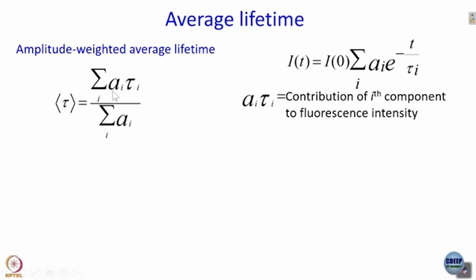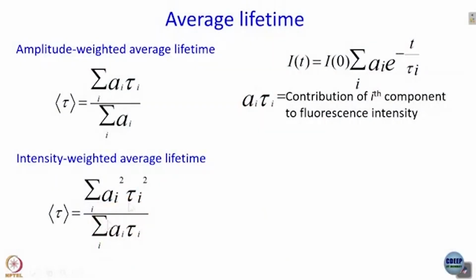Dimensionally this is fine, right, because this will have the magnitude of time. But this amplitude weighted average lifetime, to be honest, has no meaning other than steady state intensity. So, it basically gives you a measure of steady state intensity, and if you are going to talk about steady state intensity only, then what is the point of doing a time resolved measurement in the first place?